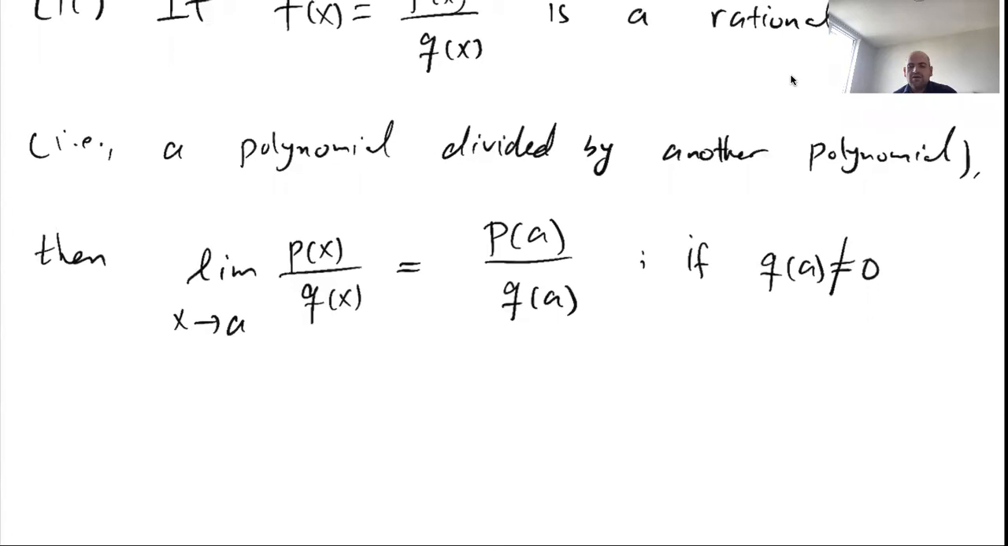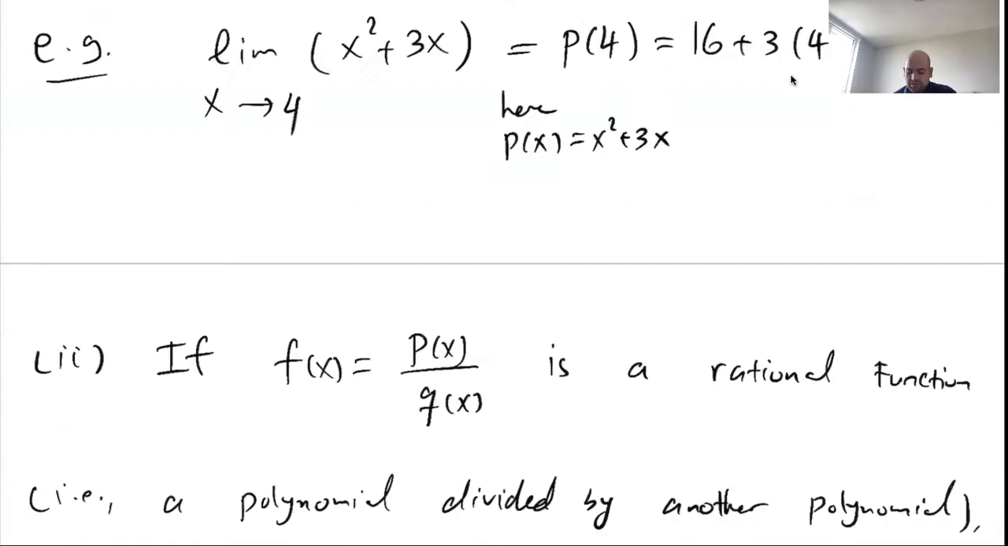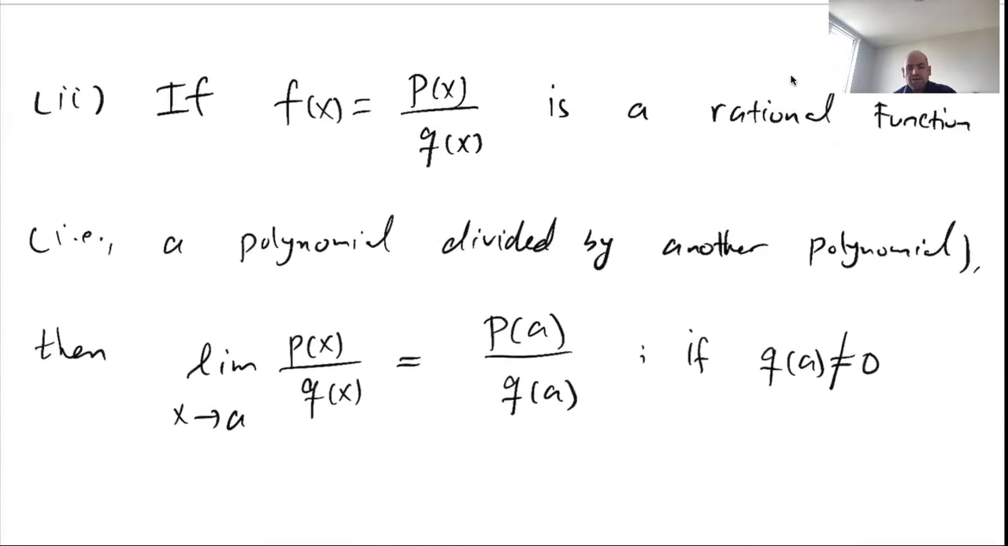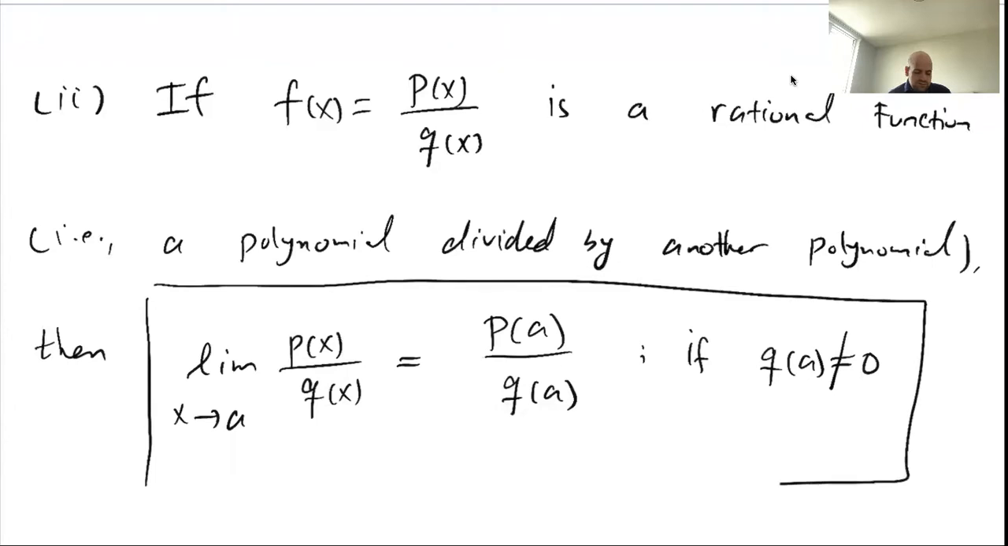Okay, so if Q of a is not 0, in this case also, we saw in the first property that if you have a polynomial, to calculate the limit we can replace x with a. Now, if you have a polynomial divided by another polynomial and we want to calculate the limit, still we can replace x with a as long as Q of a is not 0. So if Q of a is not 0, then we can still just simply replace x with a.